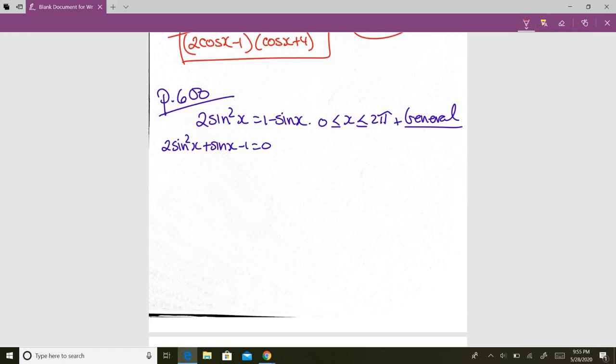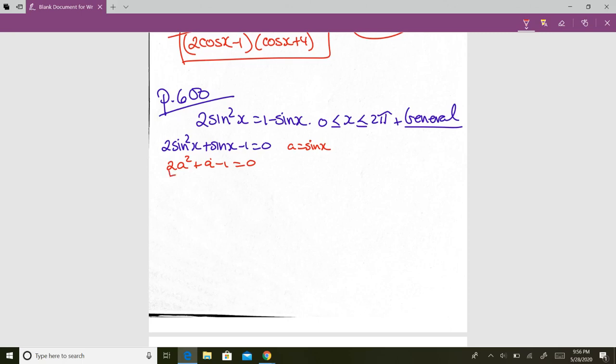I'll do it one more time with substitution. Okay, a is equal to sine of x. So I get 2a squared plus a minus 1 is equal to 0.